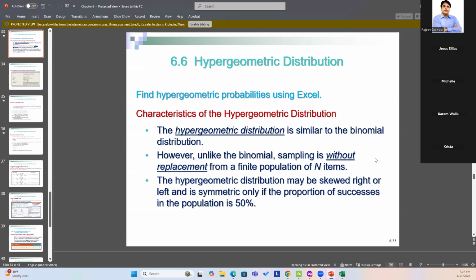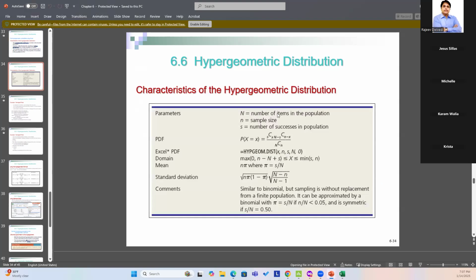If I take 100 students from MBA, that is, out of 10,000, students are samples. So a small n is a sample, capital N is population. So here we do based on that. If you have capital N as the number of items in the population, small n is the sample size, and the number of successes in the population, then you can do the X value.